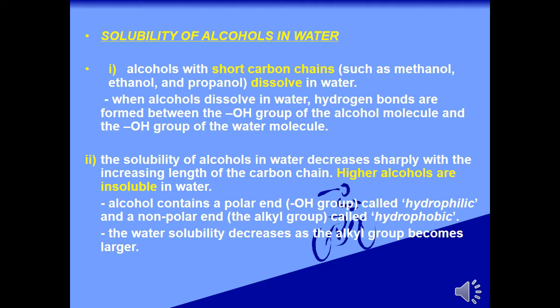Alcohols with a short carbon chain, such as methanol, ethanol and propanol, dissolve in water. When alcohol dissolves in water, a hydrogen bond forms between the OH group of the alcohol molecule and the OH group of the water molecule. Second, the solubility of alcohol in water decreases sharply with increasing length of the carbon chain. Higher alcohols are insoluble in water.